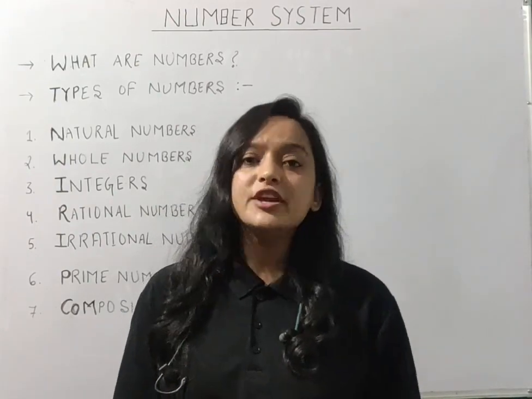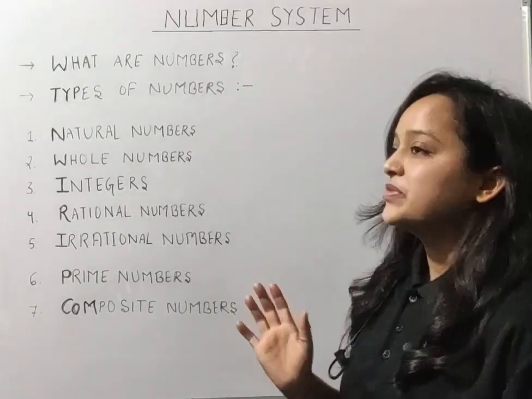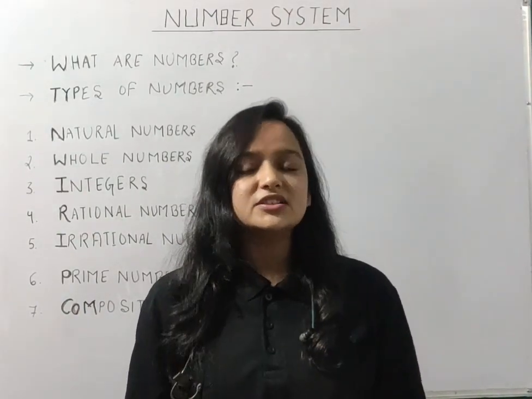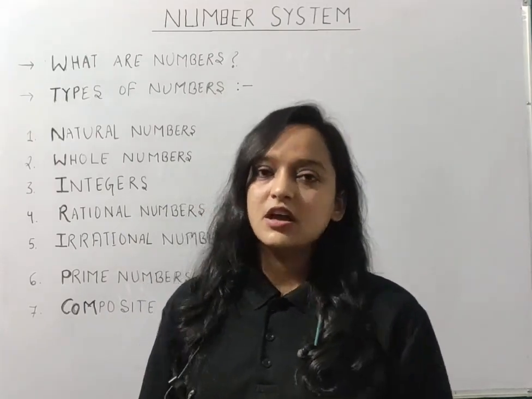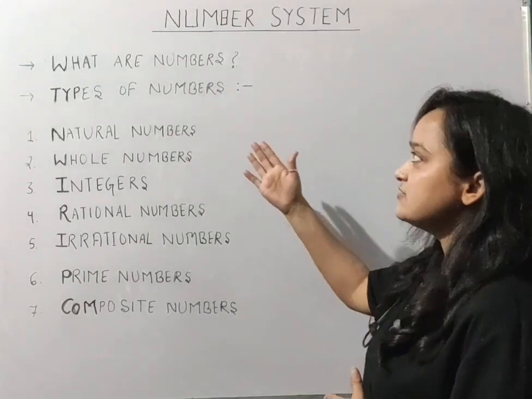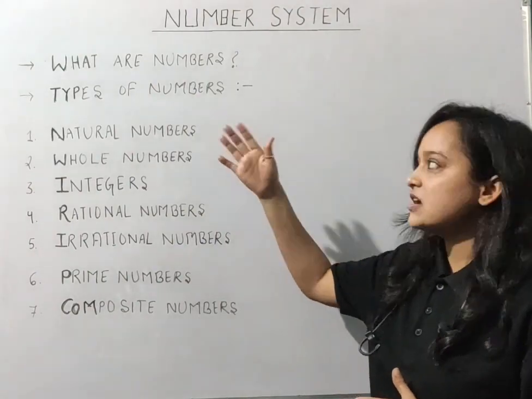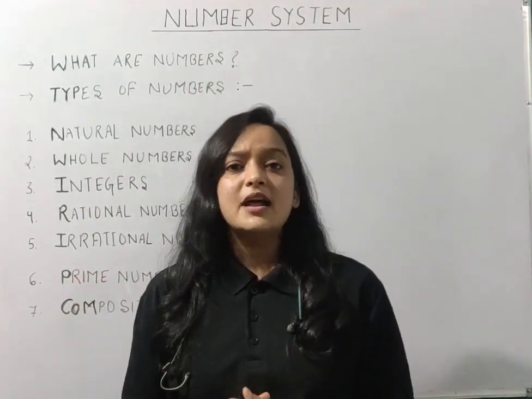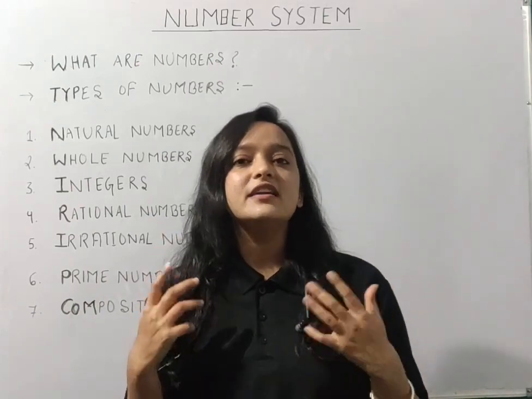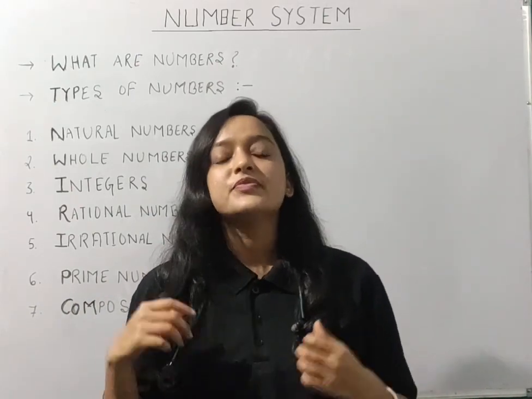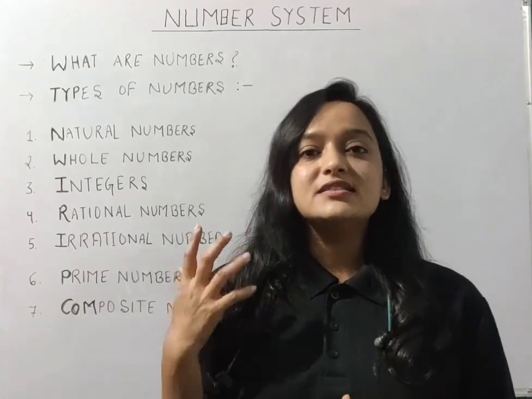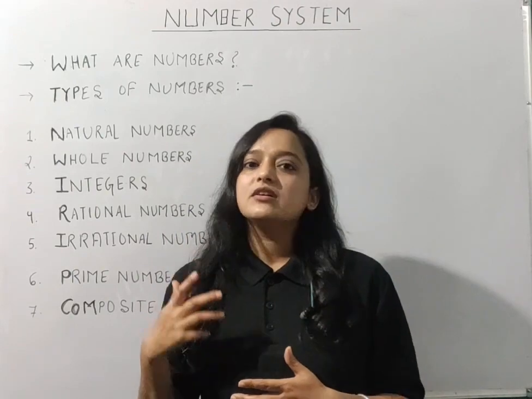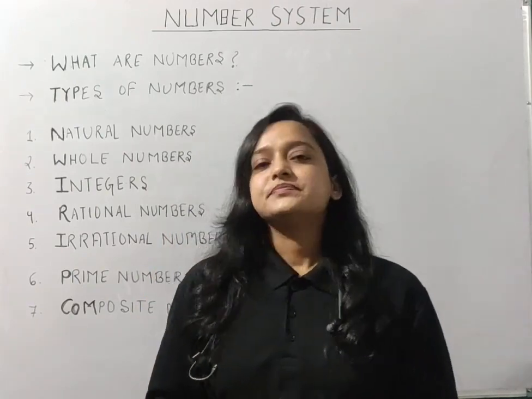So today we are going to learn about the number system, which is a very important topic in mathematics. Without numbers we cannot imagine mathematics. Right? So in this class we will discuss what numbers are and the types of numbers. So what are numbers? A number is a symbol which identifies a quantity, right? Or we can say a number is something with the help of which we can identify something or somebody, right?